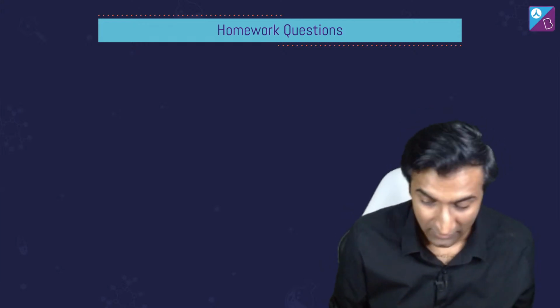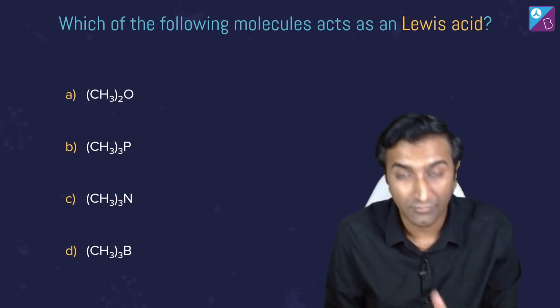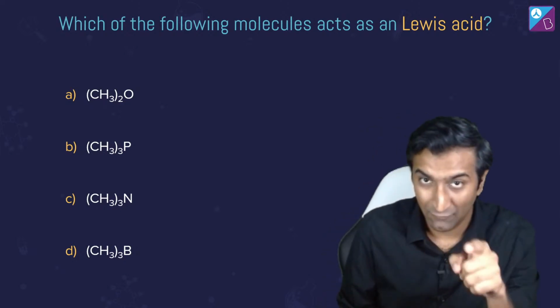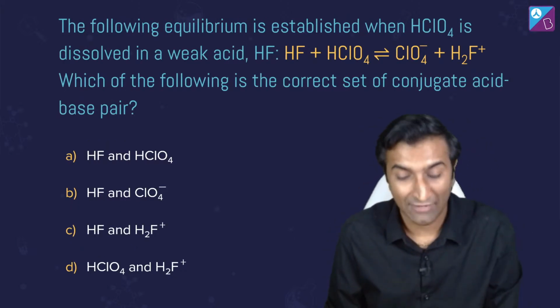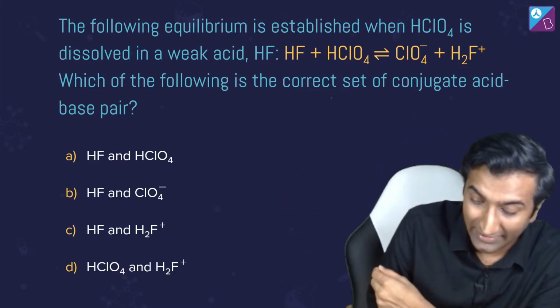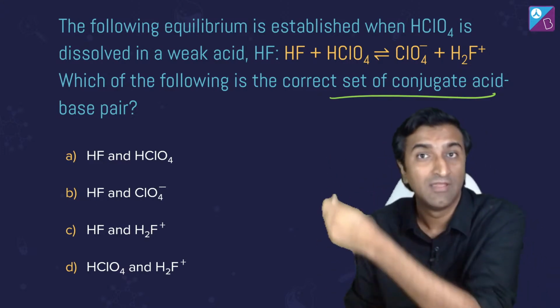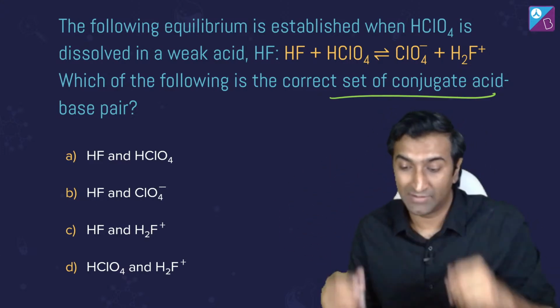Nature is beautiful. That's all we have for today's session. I'm leaving you with a couple of very interesting homework questions. पहला वाला ये है, which of the following acts as a Lewis acid? Give me answers in the comments, please. Second one is this. Equilibrium establish हो रहा है, कुछ हो रहा है. Correct set of conjugate acid base pair पता कर रहे हैं. इसलिए पूरे सेशन में एसिड बेस पेयर की बात कर रहा था, they always come together.